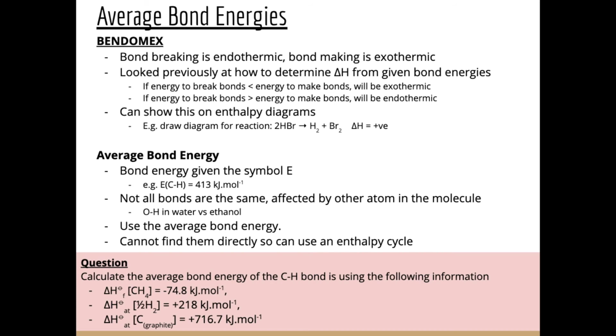Here's a question where we can use an enthalpy cycle to get the average bond energy. Calculate the average bond energy of the CH bond using the following information. So we're given a delta H of formation for methane.